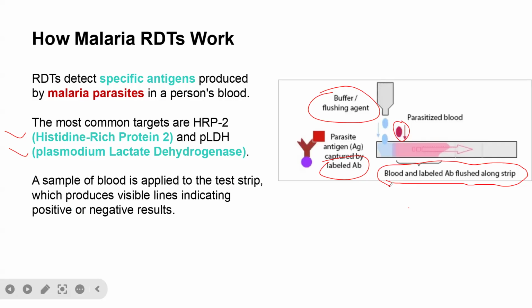So as we can see, a sample of blood is applied to the test strip, and then this produces visible lines indicating positive or negative results. So we are going to look at how you can collect the blood, then how you apply the blood, and then how you also apply the buffer for the elution.